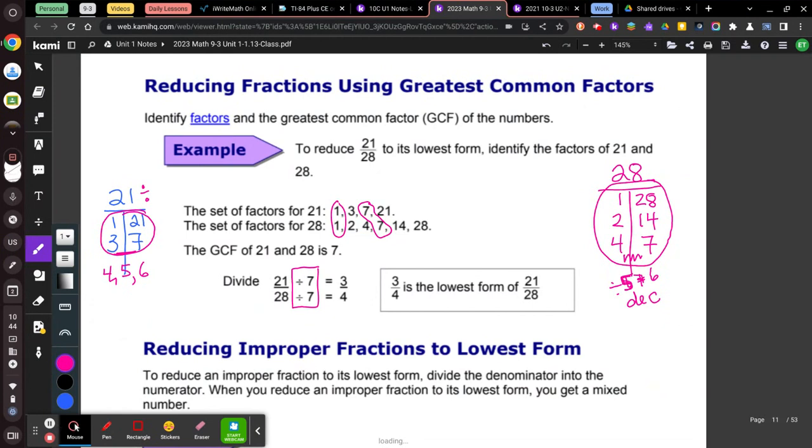Okay, it looks like a lot of work by doing a factor chart, but it's actually less work than divide by 2, divide by 2, divide by 2. Oh, it's an odd number now. Divide by 3, divide by 3. So that takes a long time when you're doing it. So this way speeds it up and makes less work for you.